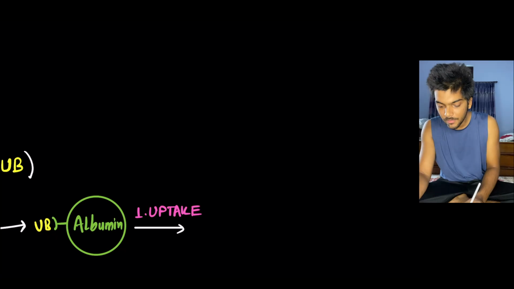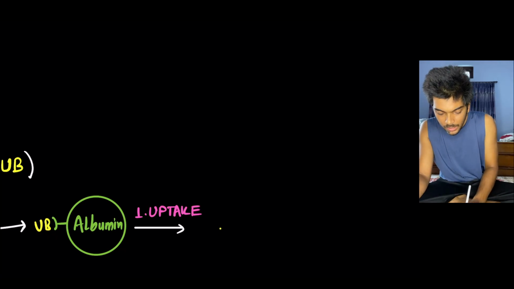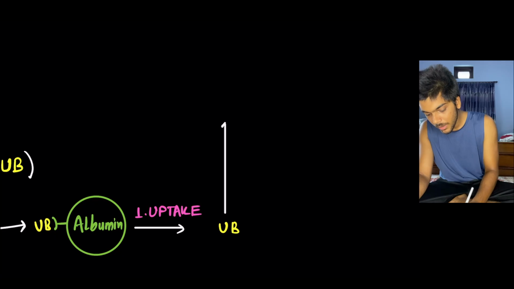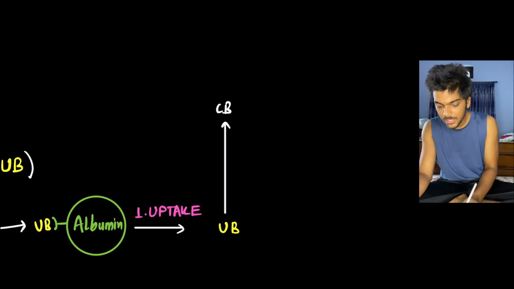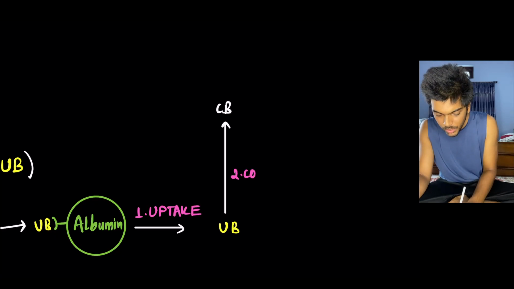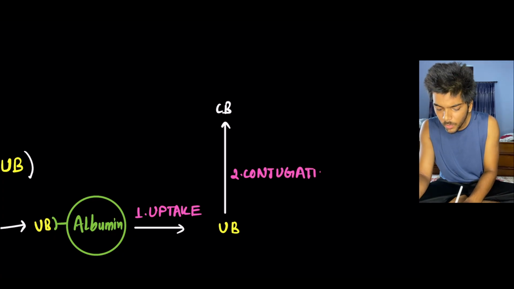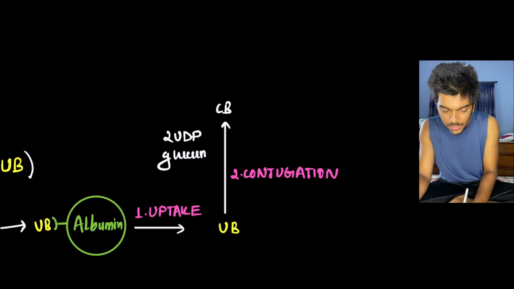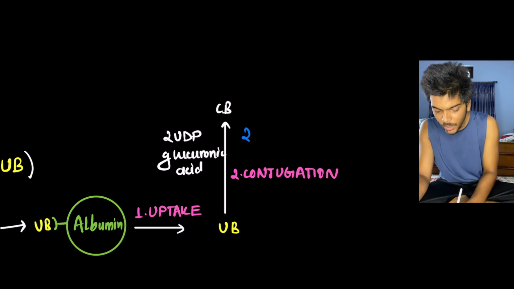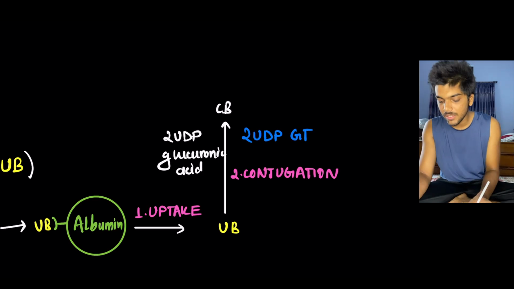So it enters the liver. Inside the liver, the unconjugated bilirubin gets converted into conjugated bilirubin. So this is the second step, which is conjugation. Conjugation takes place, I get it, but conjugation with what takes place? Conjugation with UDP glucuronic acid takes place. Since conjugation with glucuronic acid takes place, the enzyme required for this conjugation is UDP glucuronyl transferase, obviously.